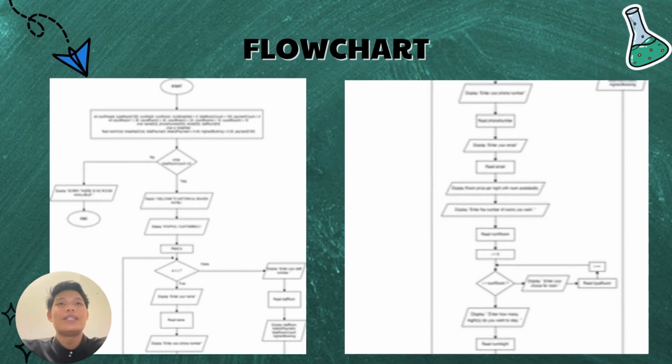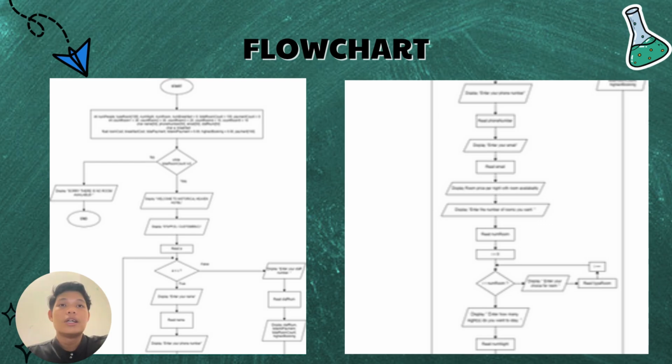Okay, next we move to the flowchart, which is the main flowchart. We start with the declaration for all the variables we use. Second, we start with the first condition, which is while total room count is not equal to 0. If yes, they will display welcome to Historical Heaven Hotel and ask whether the user is staff or customer. Besides that, if no room is available, they will display sorry there is no room available and the program will end.